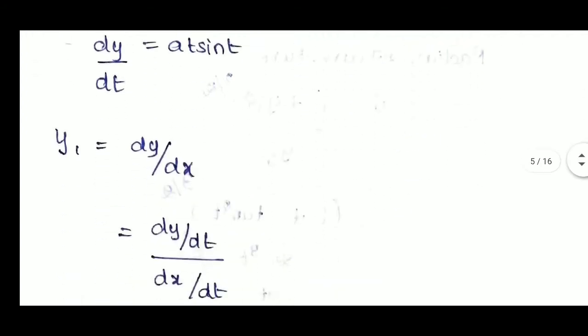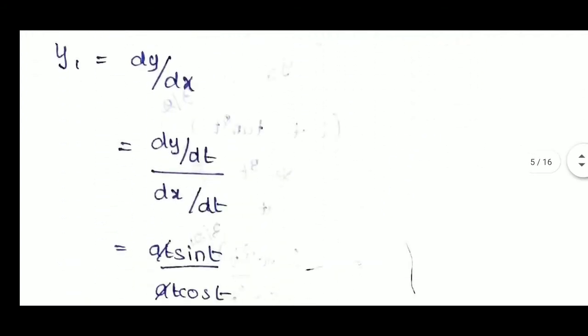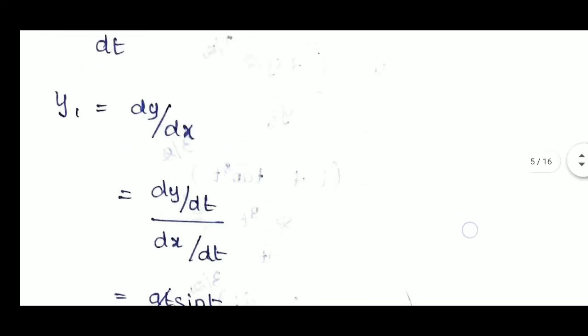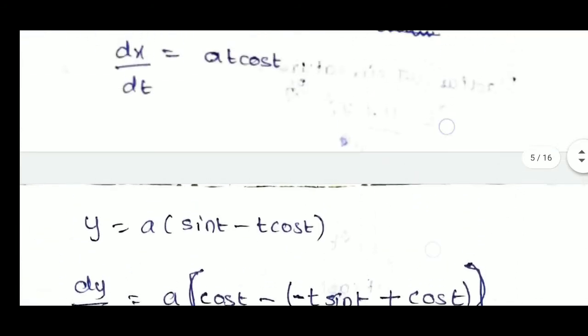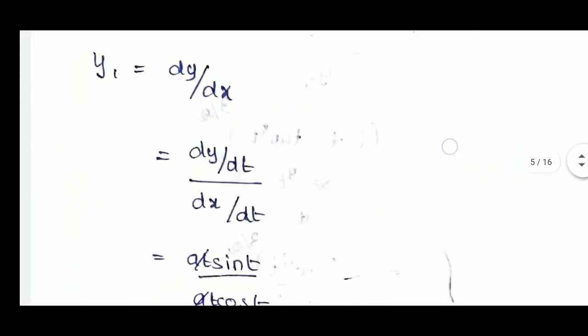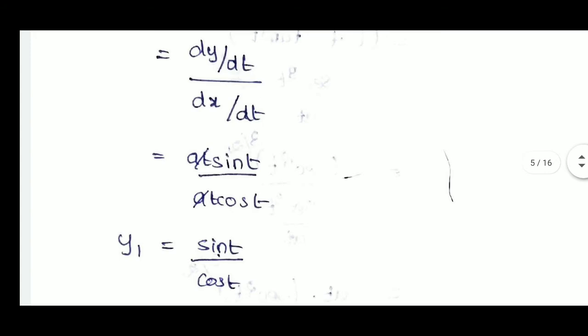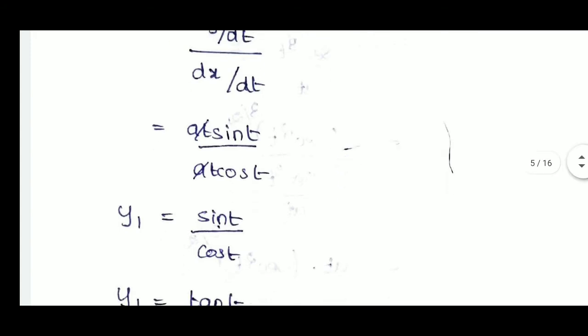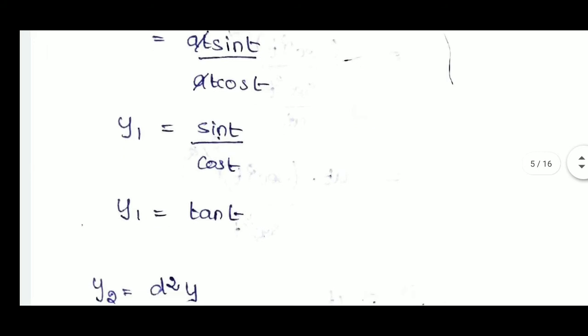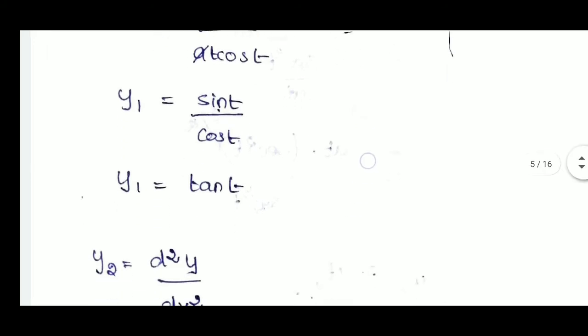The first differentiation we denote by y1 = dy/dx. This can be written as (dy/dt)/(dx/dt). Instead of dy/dt we write a t sin t, and dx/dt is a t cos t. We substitute this here: a t sin t by a t cos t. a t gets cancelled. y1 = sin t/cos t, so y1 = tan t.